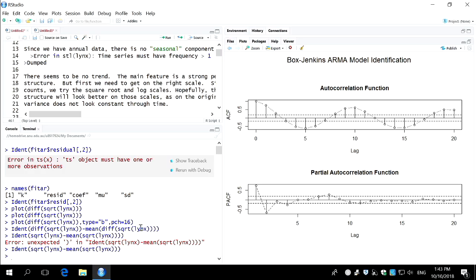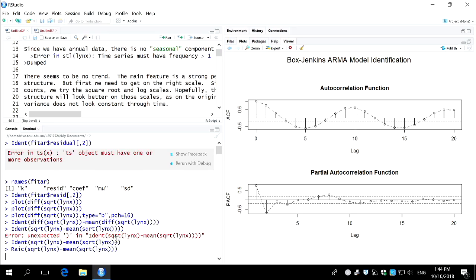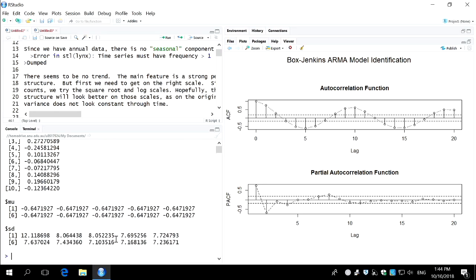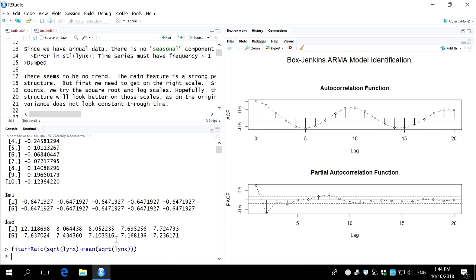So let's go fit AR, a rake of that thing, square root lengths minus the mean. So this is my new series. Okay, boom. Wait, oh, it's going to pump it to the screen. I meant to go fit AR equals that. Okay. Wait, there it is. Fit AR, dollars, coef, second column.